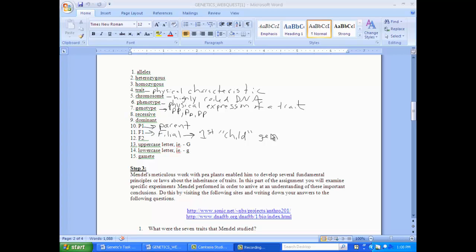Uppercase letter, dominant. Lowercase letter, recessive. Good. Gamete. This is a term that you're going to hear a lot. What's a gamete? There it is. Reproductive cells. It's the sex cells. Sperm and egg. Good. Very good. So any questions with that vocabulary list? All right. Let's move on.